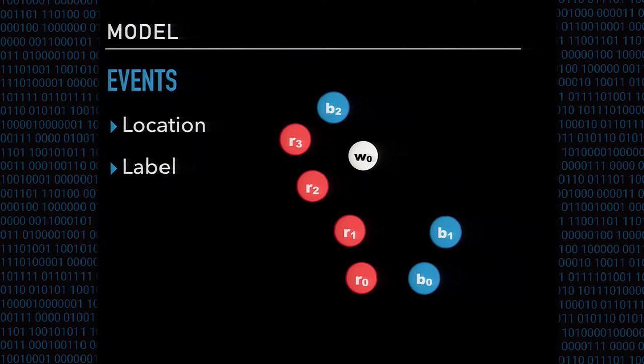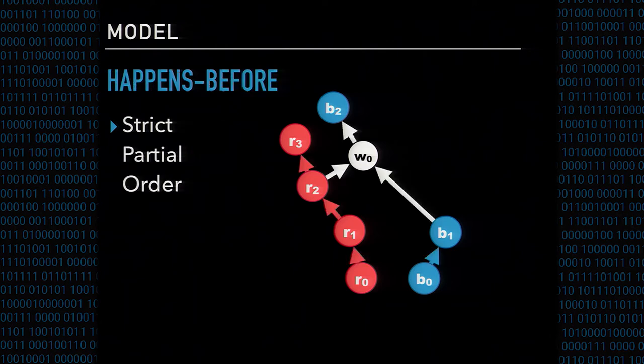Like Lamport and a bunch of other distributed systems theorists, we model system state as the set of all the events that have happened so far. This has some strict partial order, but not necessarily a total order. It's possible for two events, like R0 and B0 at the bottom, to be simply unordered. These events are, for all intents and purposes, concurrent.